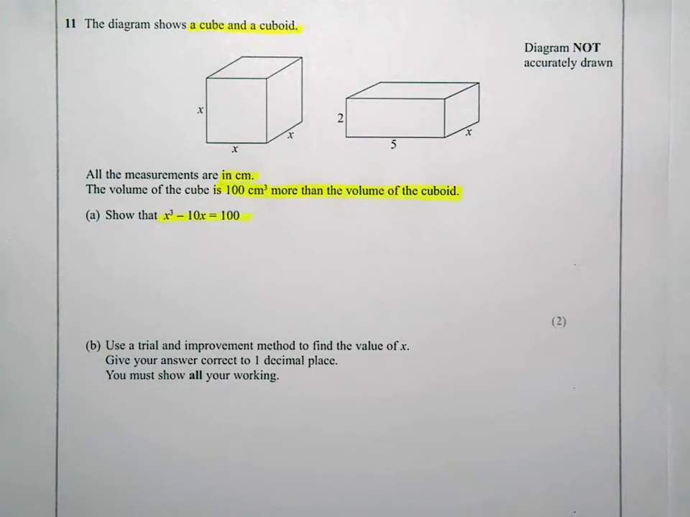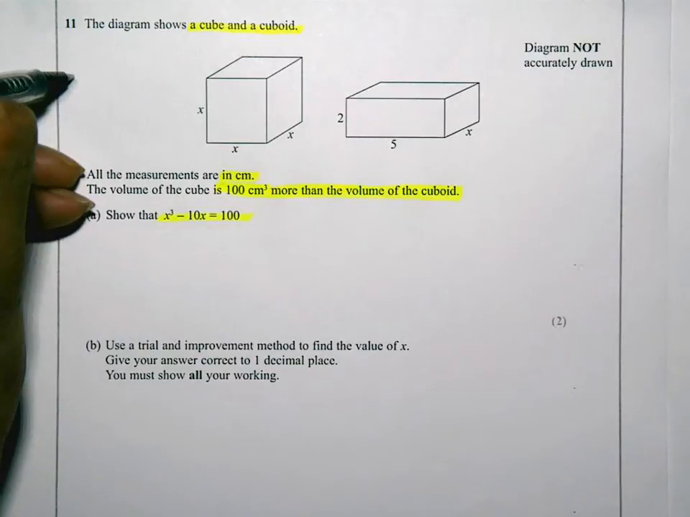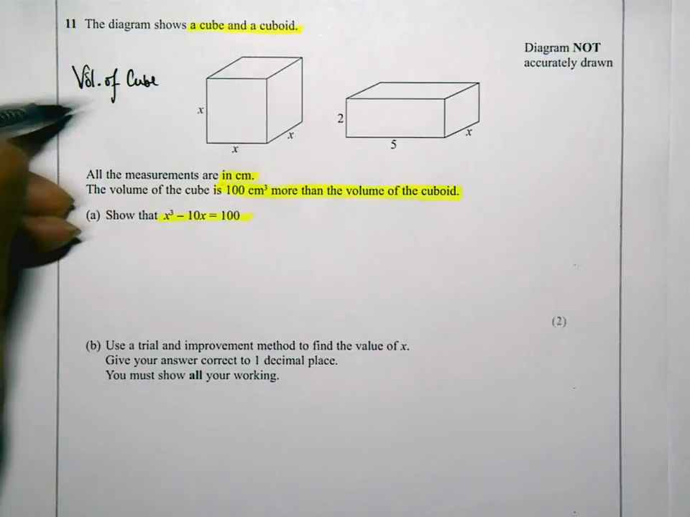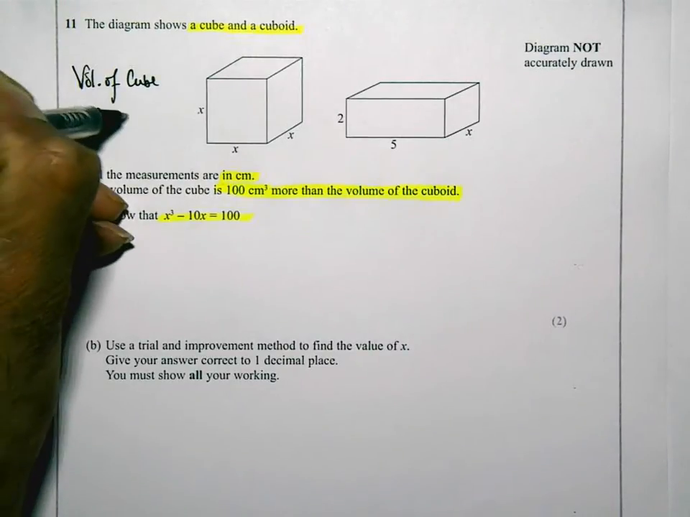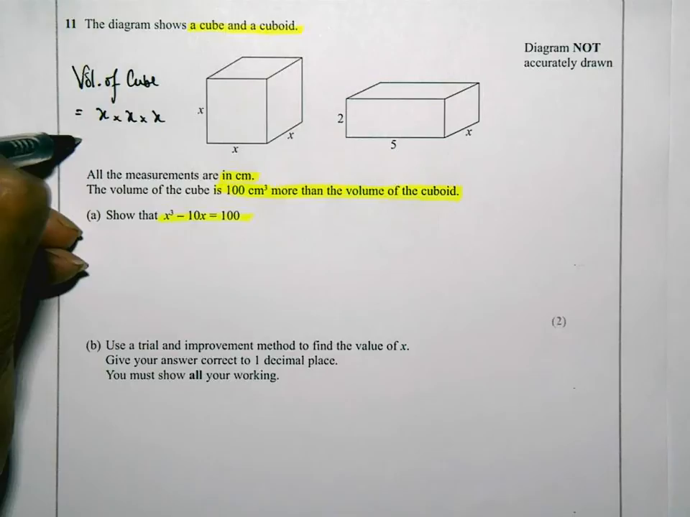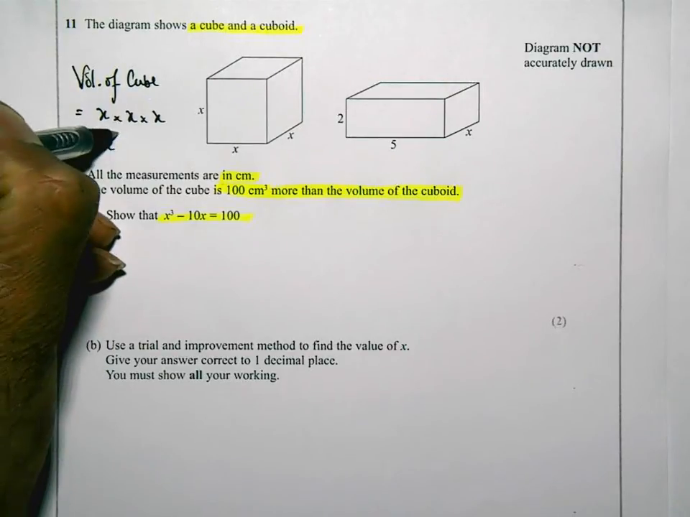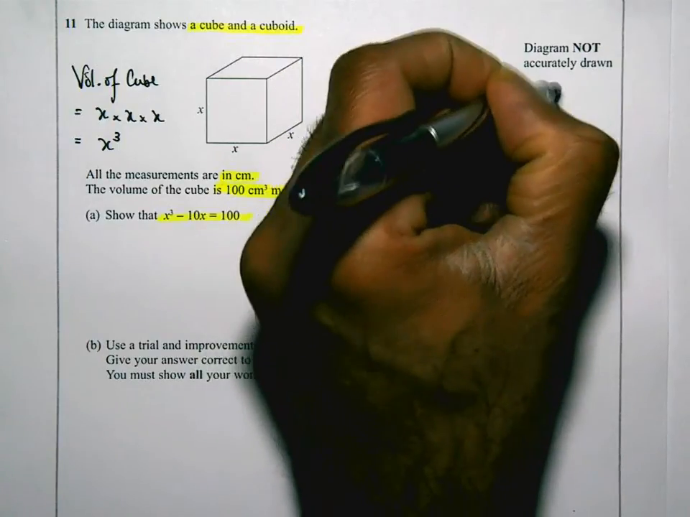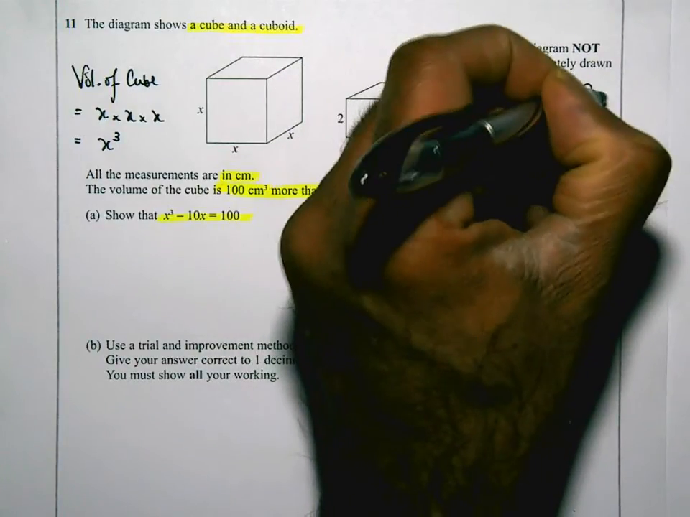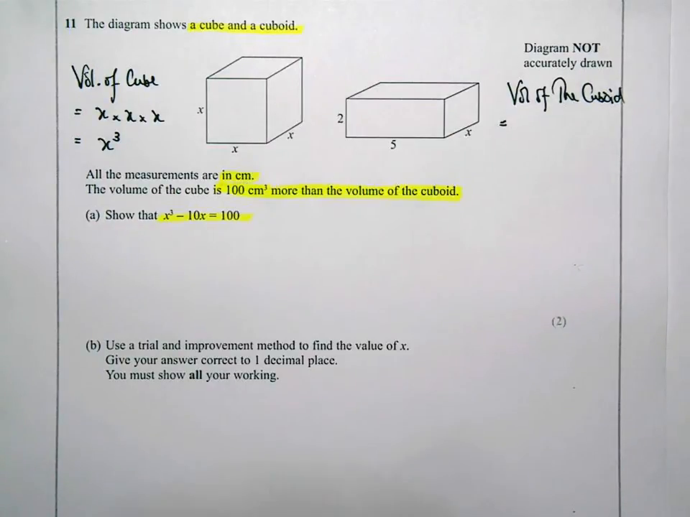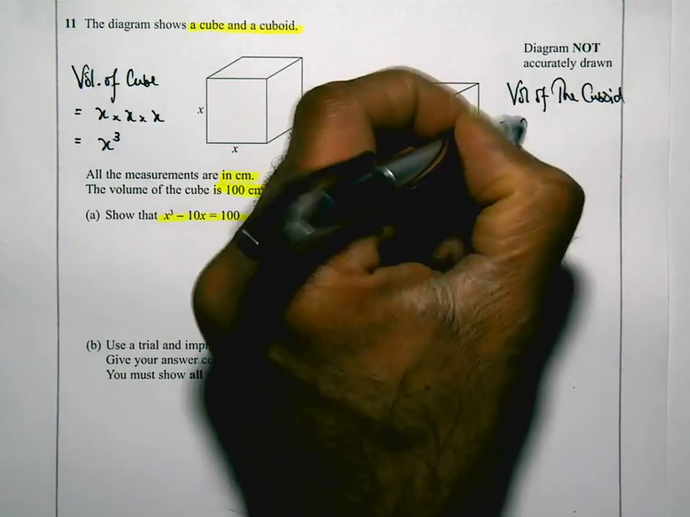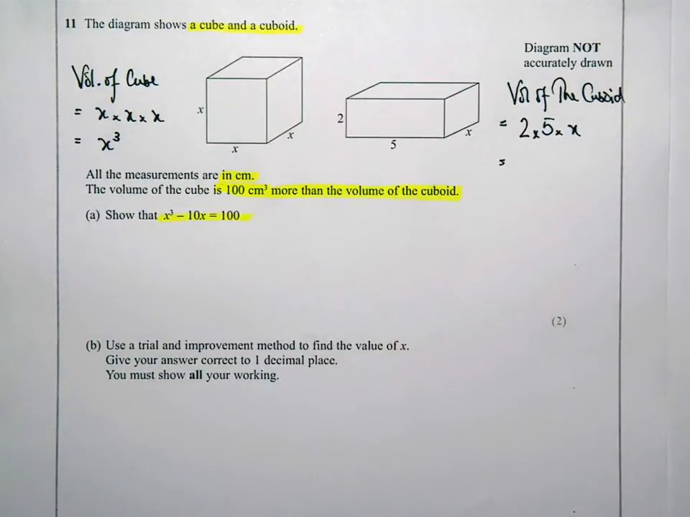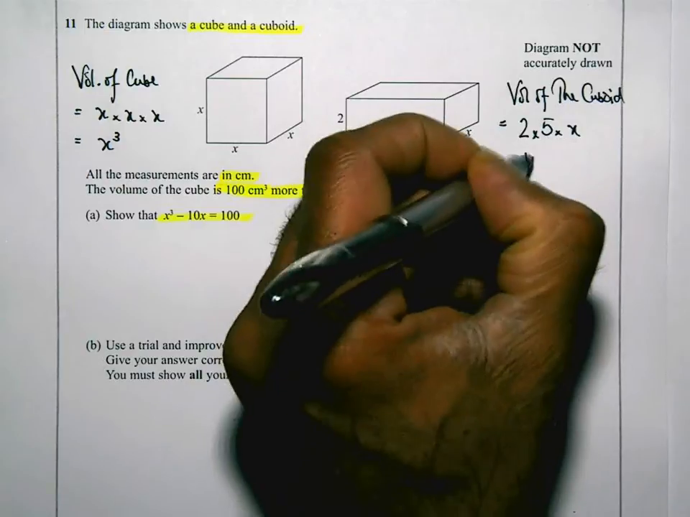So I'm going to do some workings up here. So volume of cube is going to be x times x times x, and that's going to be x cubed. And then the volume of the cuboid is going to be 2 times 5 times x. So 2 times 5 times x. 2 times 5 is 10. 10 times x is 10x.